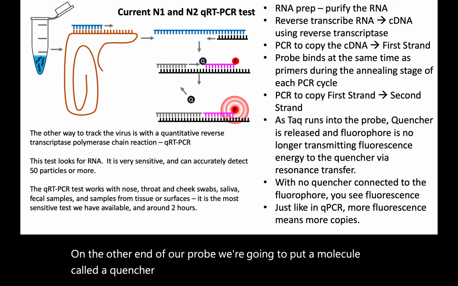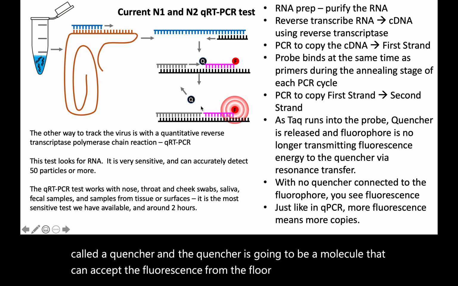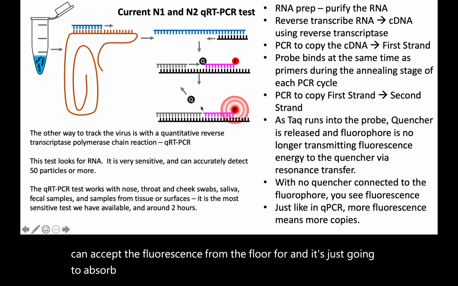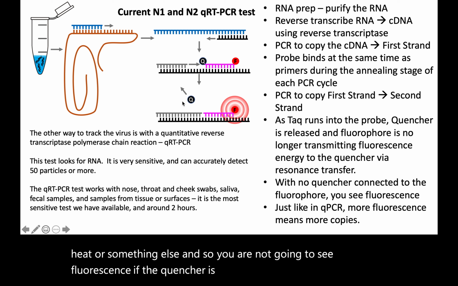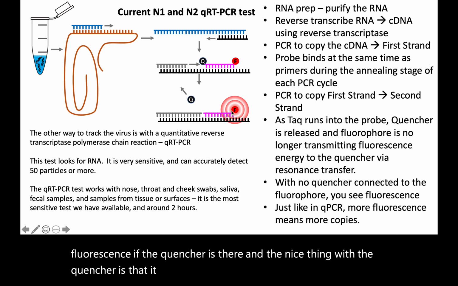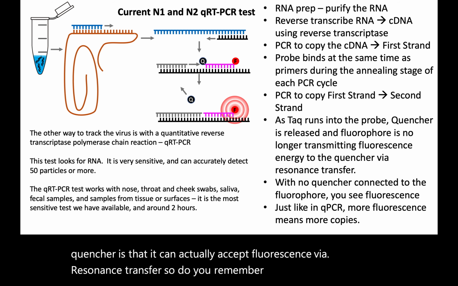And the quencher is going to be a molecule that can accept the fluorescence from the fluorophore, and it's just going to absorb it. It's going to absorb it, and it's going to give it off as heat or something else, and so you are not going to see fluorescence if the quencher is there. And the nice thing with the quencher is that it can actually accept fluorescence via resonance transfer. So do you remember resonance transfer? Just like when we were talking about photosynthesis? This is that little transfer where we're going to send electron excitation energy right from one atom to another atom.